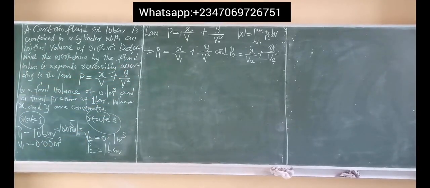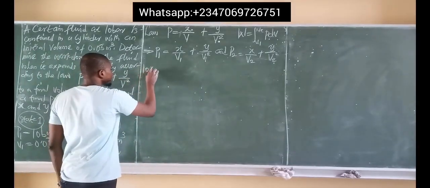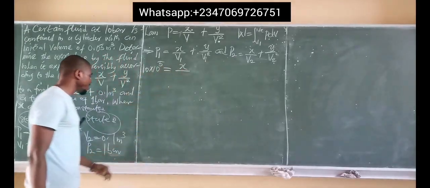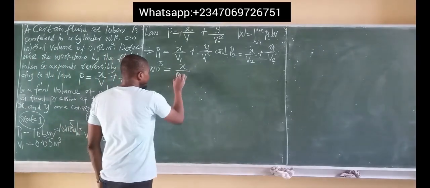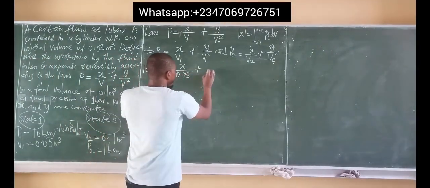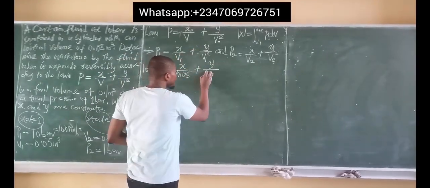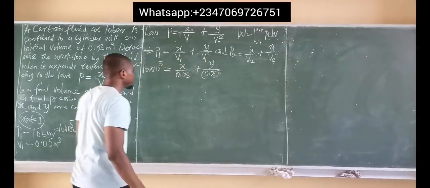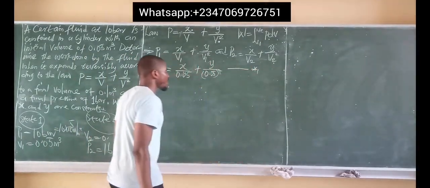So P1 was given as 10 bar, and 10 bar is 10 by 10 to the power of 5. So in place of P1, we have 10 by 10 to the power of 5 equal to x unknown all over V1. The initial volume in that case is 0.05. So we have all over 0.05 plus y also unknown all over V1 again, and V1 is 0.05 but now squared, so you have 0.05 all squared. We call this equation star 1.